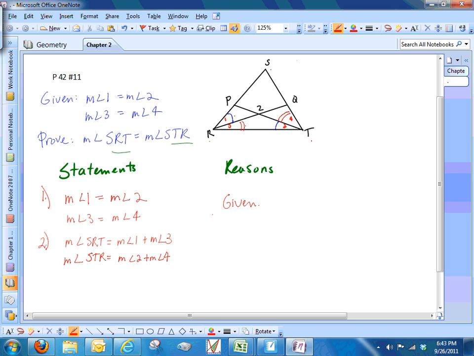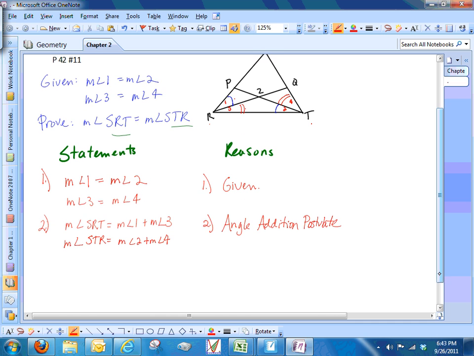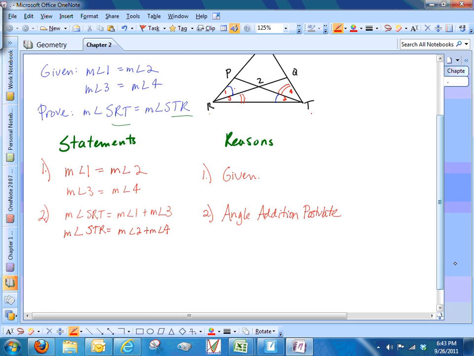Now, as far as my reason, I should really be numbering these. Why am I allowed to say that SRT is 1 plus 3 and STR is 2 plus 4? Well, the angles are adjacent to one another, so we decided back in chapter 1 that we could use the angle addition postulate. Now remember, postulate means we haven't proven it, we're just going to accept it on faith. Agree to accept that idea, versus a theorem which we can prove.